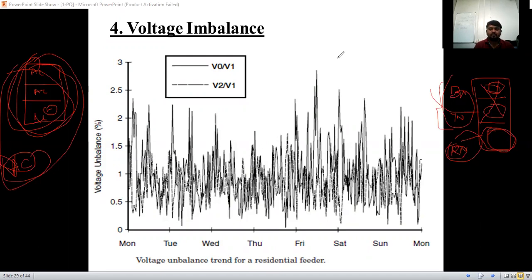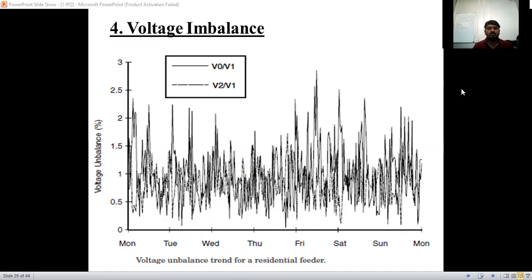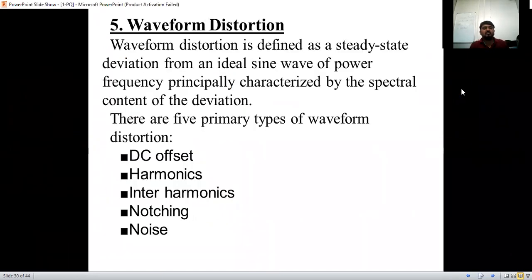So voltage imbalance we have discussed, and in tomorrow's class we will discuss waveform distortion. Waveform distortion is defined as a steady state deviation. If your output has a DC part, that is called DC offset. Harmonics are also present: when the frequency is an integer multiple of the power frequency, we call that harmonics.